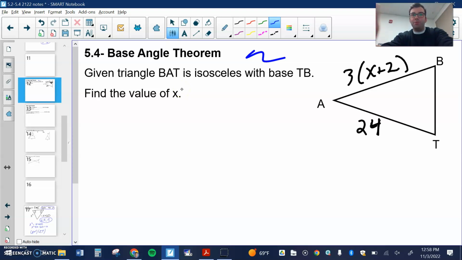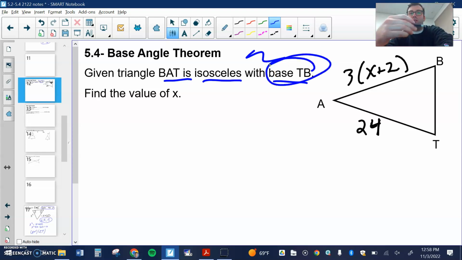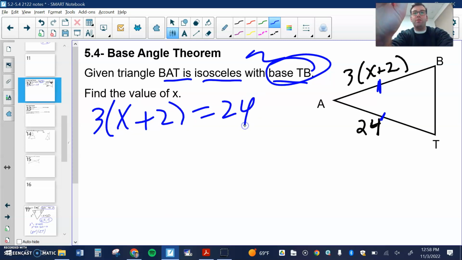I am. All right. So we know that this triangle BAT is isosceles with base TB. This is a very important part of this sentence, because that tells you which of the three sides are not congruent to the other two. So if TB is the base, then AB and AT have to be congruent. If I know they're congruent, then to find the value of x, I would just say 3 times x plus 2 equals 24, and then I could solve from there. Why don't you solve from there for me?